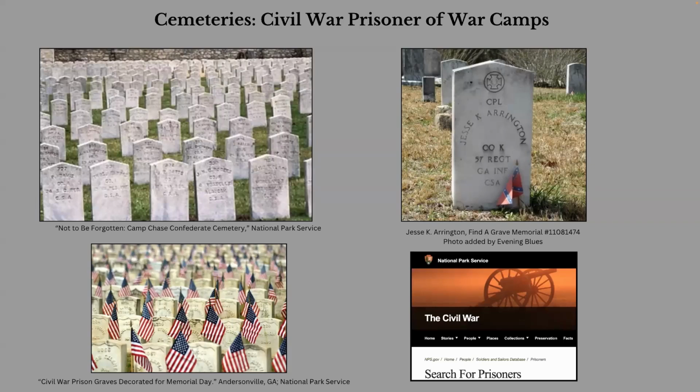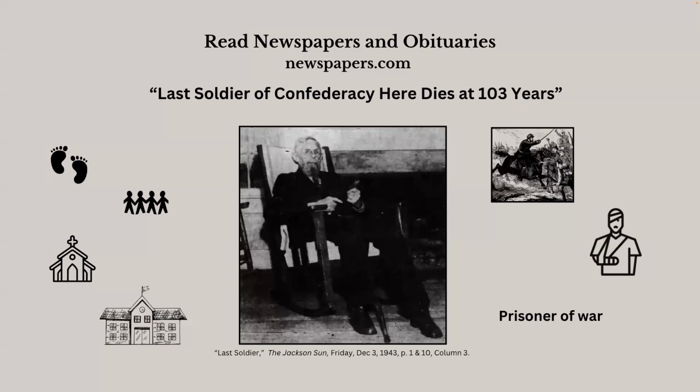Now, keep in mind that many Civil War soldiers did not have stones provided by the government. So you want to look carefully at your ancestor's gravestone to see if there is something else that might be engraved that indicated they were a Civil War soldier. Even look on the back of the stone too. I've been surprised at what I found on the back of stones that I didn't even think about looking at before.